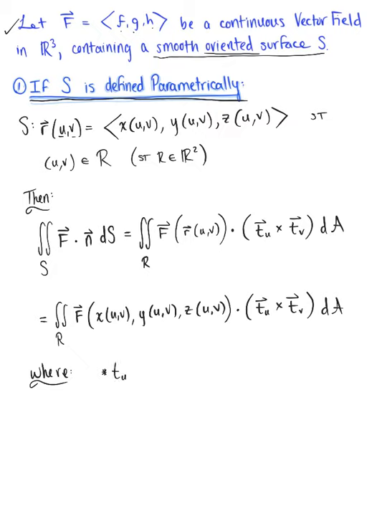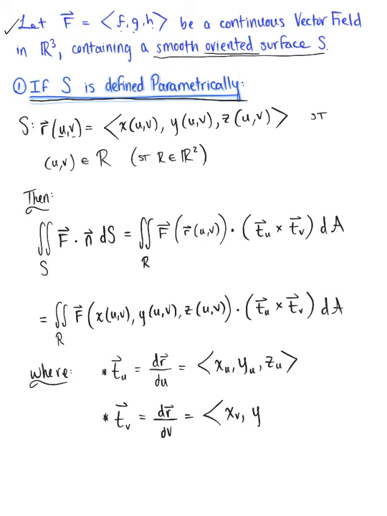that the tangent vector in the U direction is simply the partial derivative of the parameterization with respect to U. So we can think of this in vector components as the partial derivative of X with respect to U, the partial derivative of Y with respect to U, and the partial derivative of Z with respect to U. We also have the tangent vector in the V direction, which is defined as the derivative of the parameterization vector R with respect to V. And so this has components partial derivative of X with respect to V, the partial derivative of Y with respect to V, and the partial derivative of Z with respect to V.